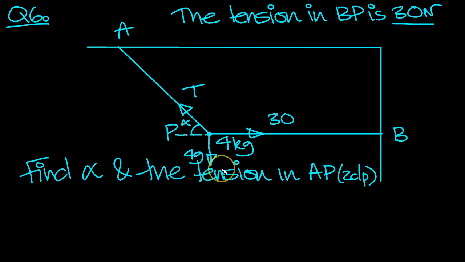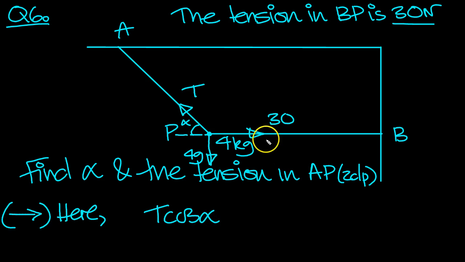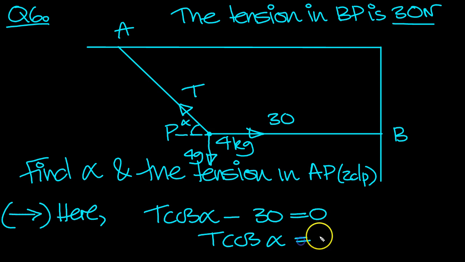We'll label that T. So it's in equilibrium, so we can resolve our forces, can't we? So the best thing to do then, well, let's resolve it horizontally. Here, what have we got then? We've got T cos alpha minus 30 equals 0. So that tells us that T cos alpha is equal to 30.